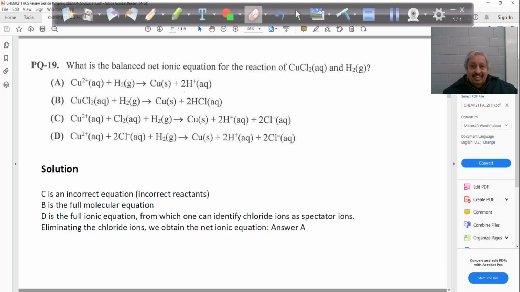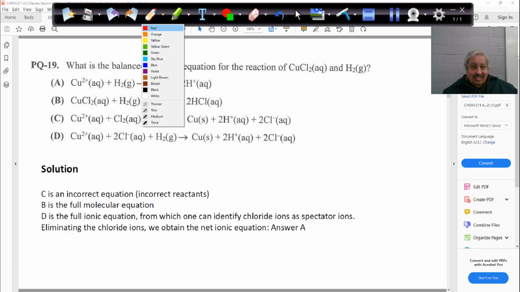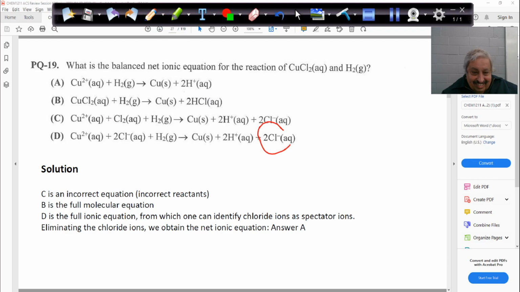Because those are spectator ions. They have to cancel out. Correct? So that will be A, then, the correct one. D and A are equal, except D has the spectator ion chloride, which has to be canceled out. So we rushed to the answer. Correct?